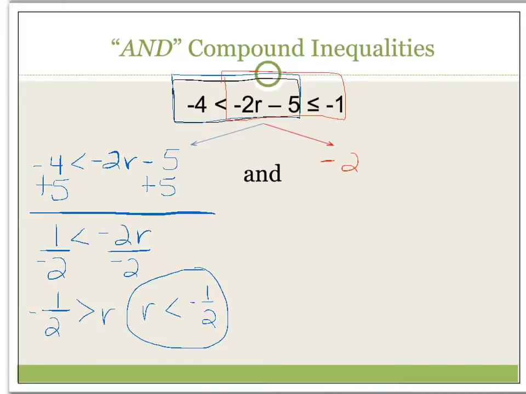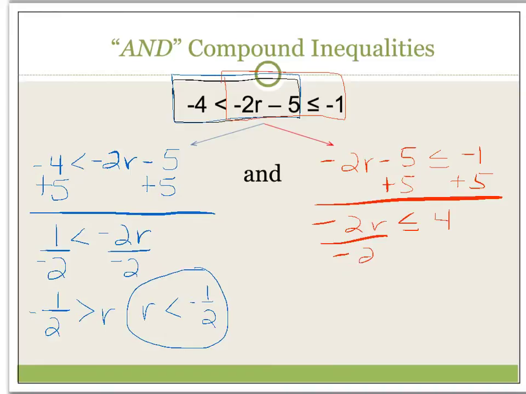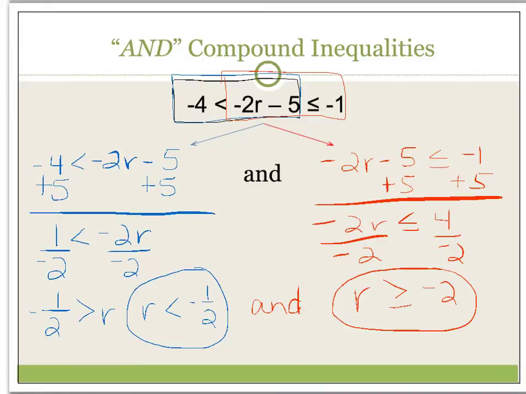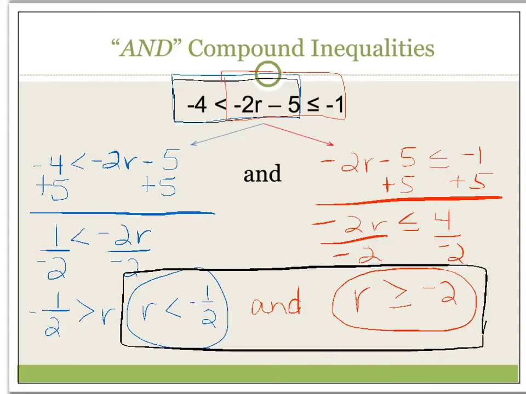The second inequality, -2r minus 5, is less than or equal to -1. Again, using your inverse operations, add 5 to both sides, divide by -2, and r is greater than or equal to, we have to flip the sign, r is greater than or equal to -2. And that is the second part of our solution. We combine them with the word "and," and together that becomes the full solution for the inequality that we started with.